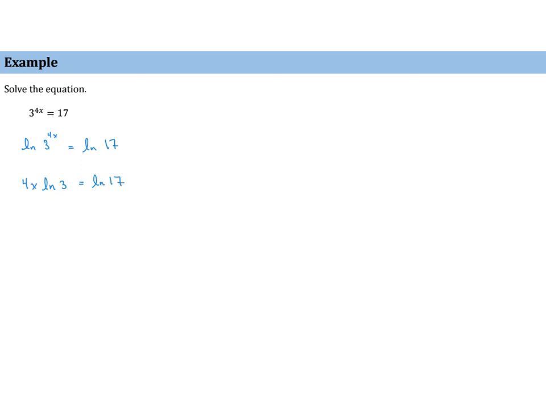Now, why could we take the natural log of both sides? Because the natural log and exponentials are both one-to-one functions. Now we can divide both sides by 4 and the natural log of 3. That makes the 4 cancel and the natural log of 3 cancel. So on the left-hand side we are left with just x, and on the right-hand side we have the natural log of 17 over 4 times the natural log of 3.